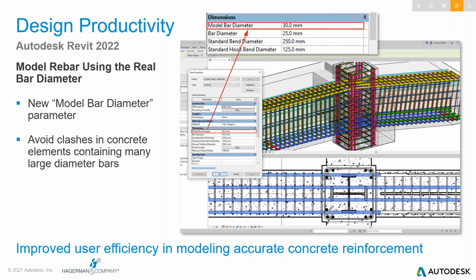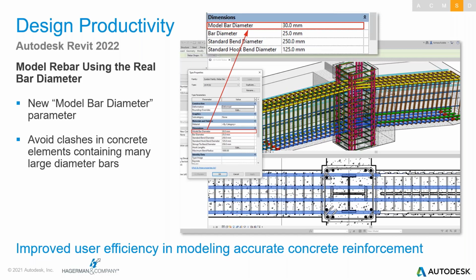Few slides here on rebar. Detailers can model bars using the real diameters now, including their ribs, helping them to avoid clashes in concrete elements containing many large diameter bars. Rebar constraints, distances to the concrete cover, bar geometry, and segment lengths are now computed using the model bar diameter parameter.